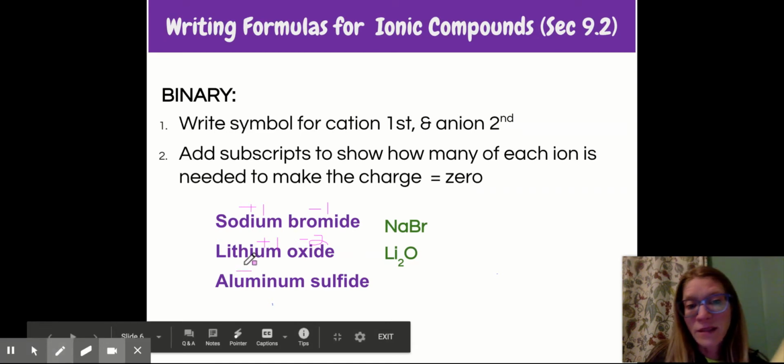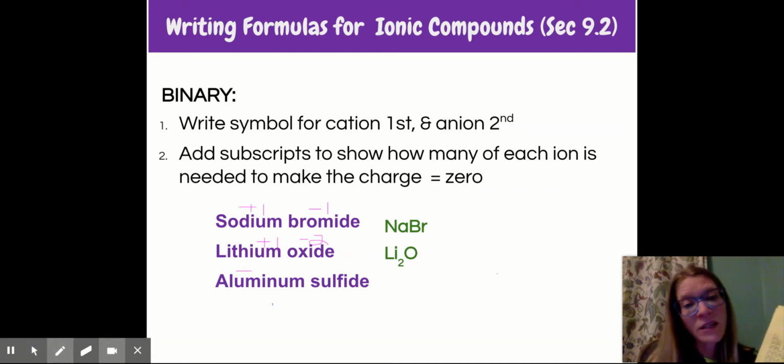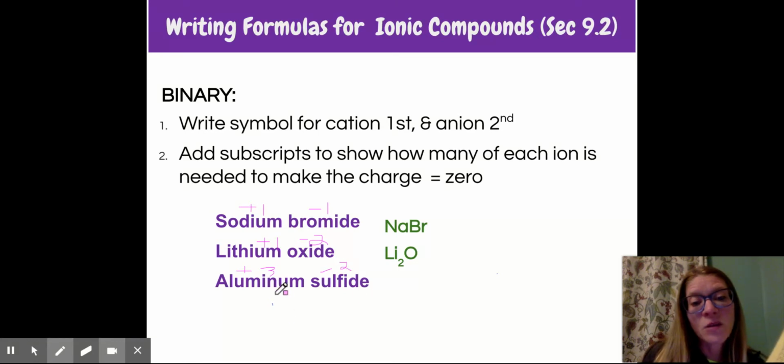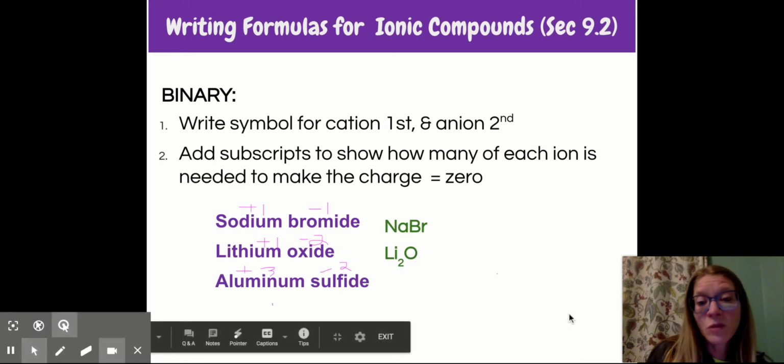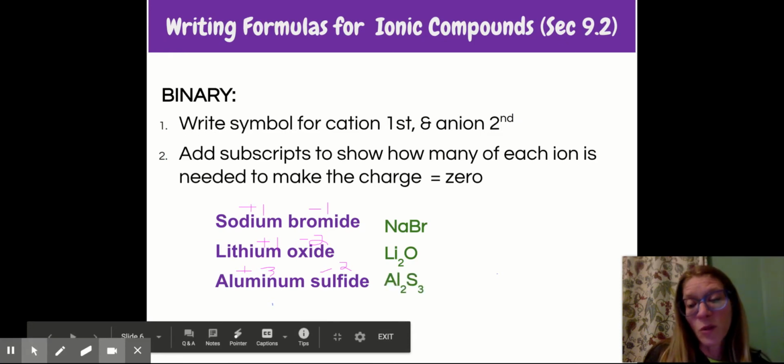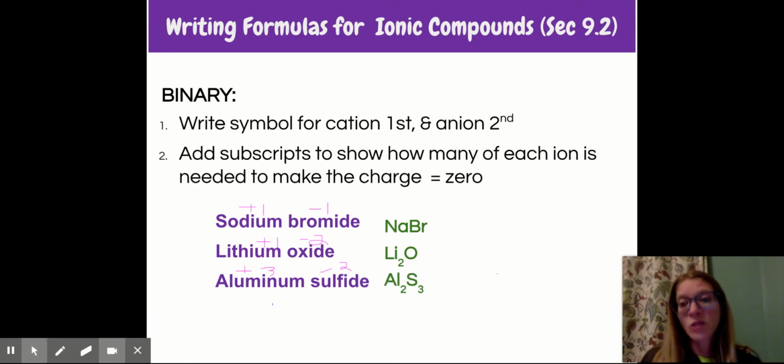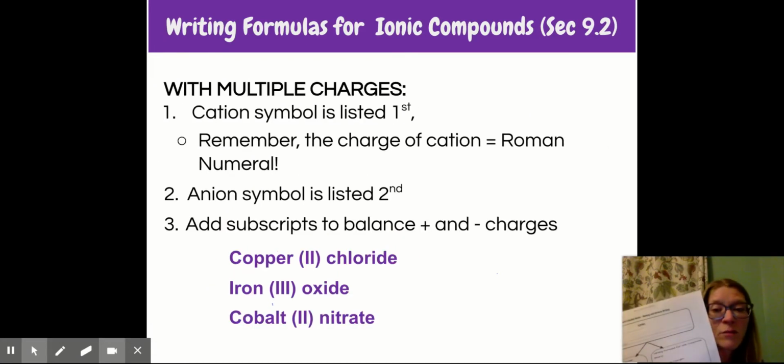The next example, if you look, aluminum on the periodic table is +3. Sulfide is -2. So 3 and 2 both multiply into 6. So 6 is our goal for your positive and negative charges. So in order to end up with +6, we would need 2 aluminums, and we would need 3 sulfides, because if we had -2, -2, -2, it would equal out to -6.